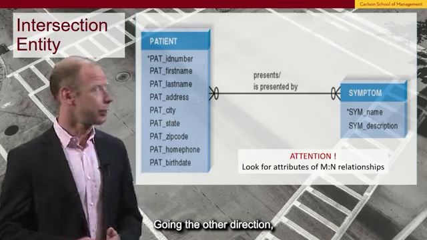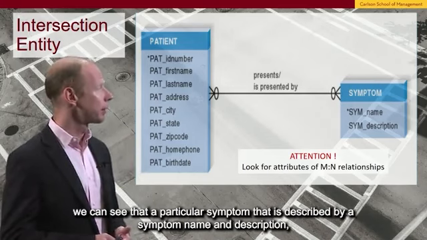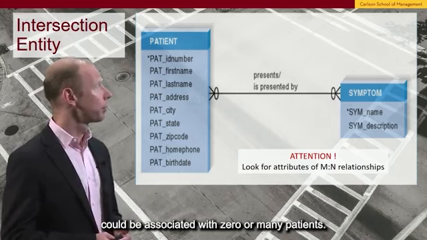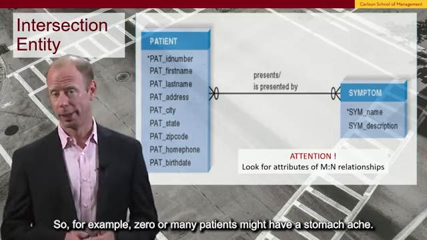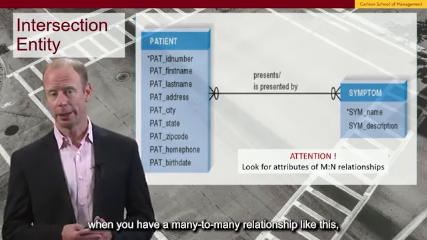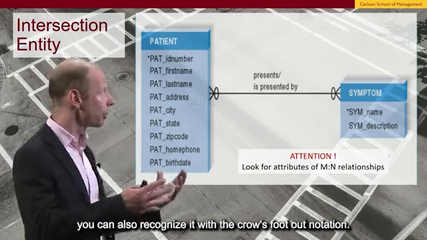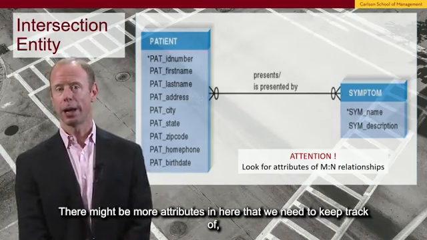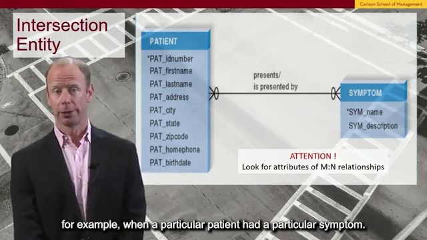And going the other direction, if we read from right to left, we can see that a particular symptom that is described by a symptom name and description could be associated with 0 or many patients. So for example, 0 or many patients might have a stomachache. Now the question becomes, when you have a many-to-many relationship like this, which you can also recognize with the crow's foot out notation, there might be more attributes that we need to keep track of. For example, when a particular patient had a particular symptom.